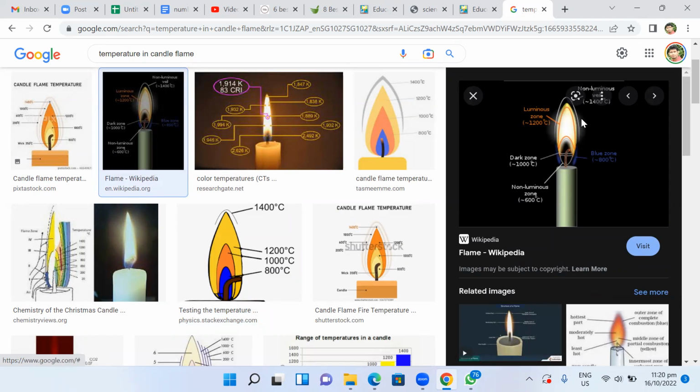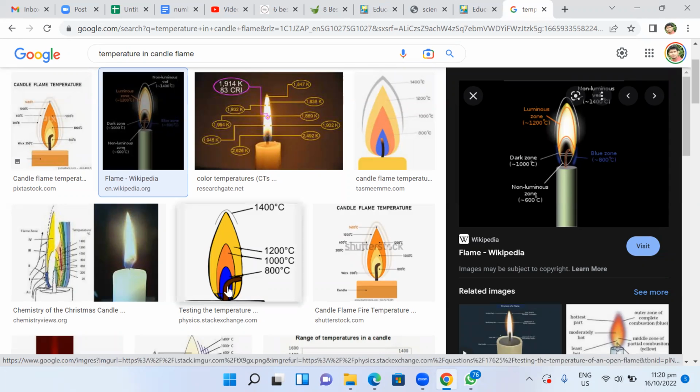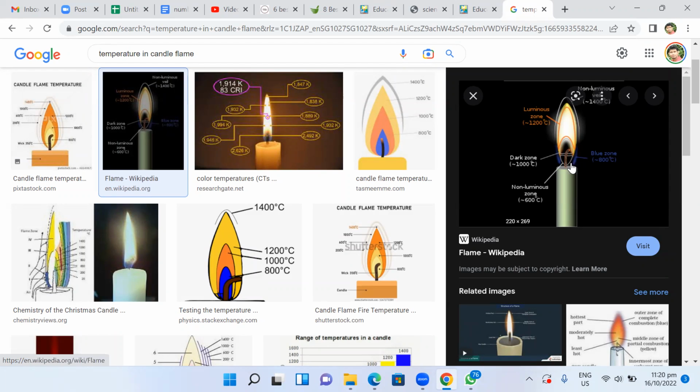Right, the luminous zone, then you can see the outer layer is like 1400 Celsius, and here you can see the dark zone is having 1000 temperature, and the blue zone is here. So this is the blue zone, and this blue zone is having the lowest temperature there.